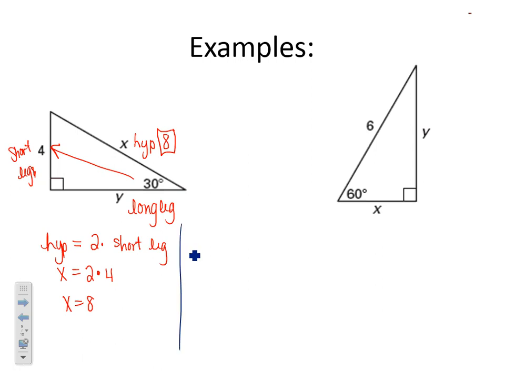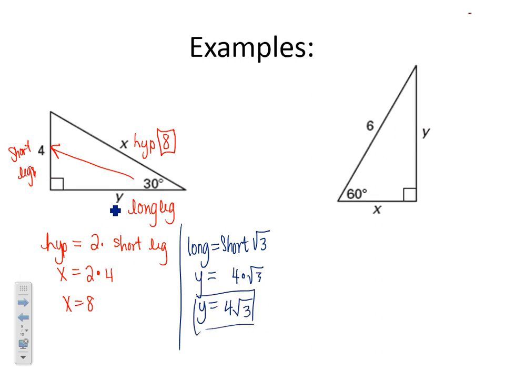The other formula is the long leg equals the short leg times the square root of 3. Okay, and so we're going to figure out the long leg, which is y, and the short leg is 4 times the square root of 3. So y is equal to 4 square roots of 3. So this guy is 4 square roots of 3. There we have it. Okay, let's try the next one.